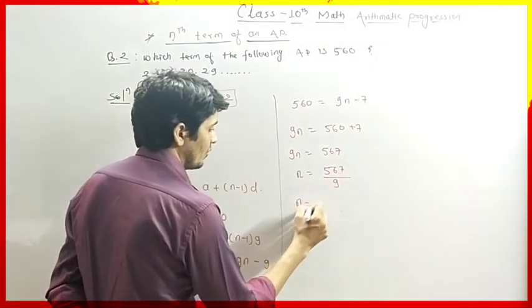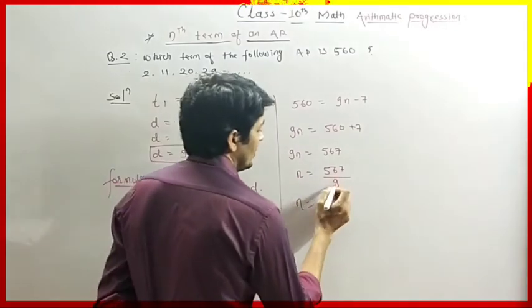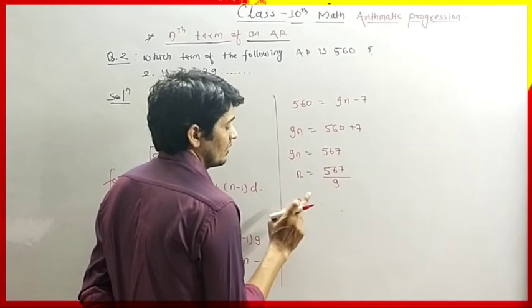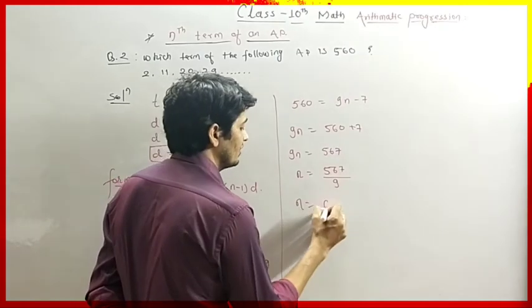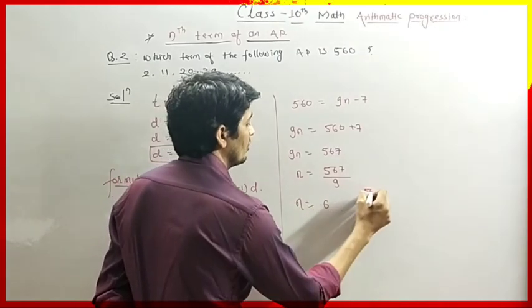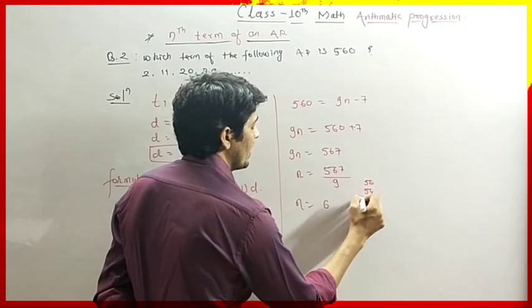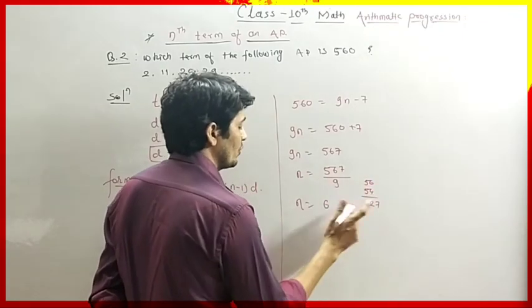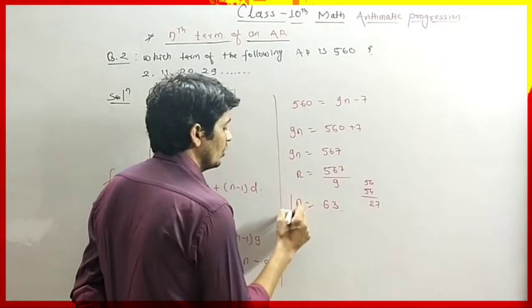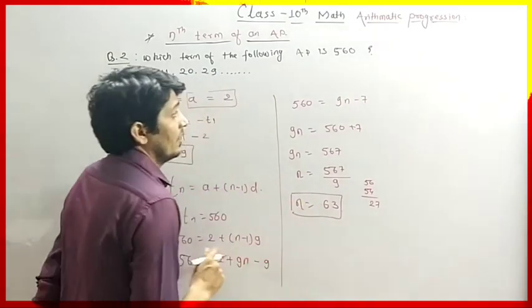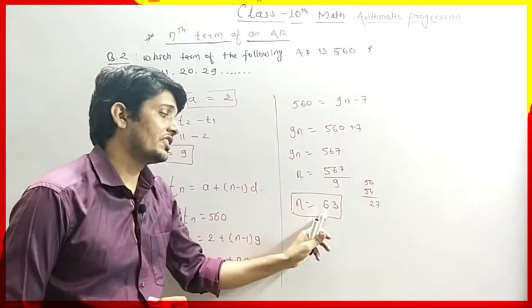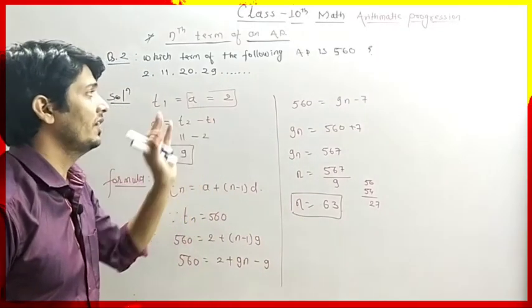So n equals, we will solve this first. 9 sixes are 54. So 56 minus 54 is 2 and 7 is remaining here. So 9 threes are 27. So 560 is the 63rd term of the given arithmetic progression.